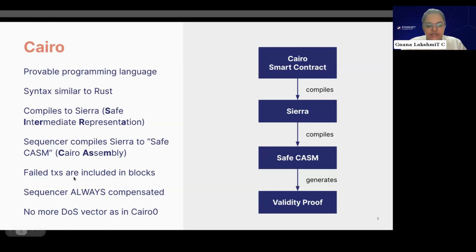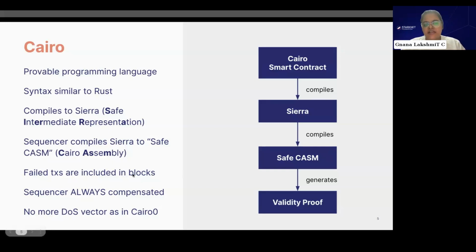Now, like I mentioned, in the latest version of Cairo, failed transactions are included in blocks. In the earlier version of Cairo, these failed transactions were not included in blocks, and because of that there were the cons that I was mentioning, like the potential for DoS attacks. And Sierra is the one that enables this to happen. Being able to have a safe intermediate representation is what enables you to add failed transactions into the blocks.